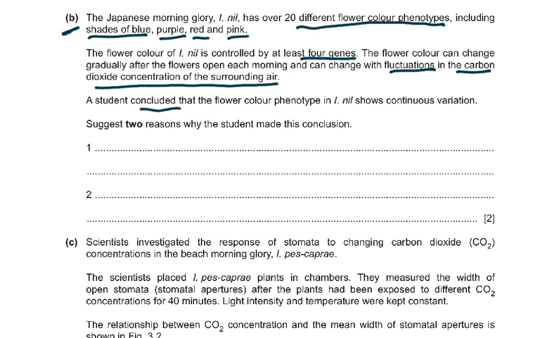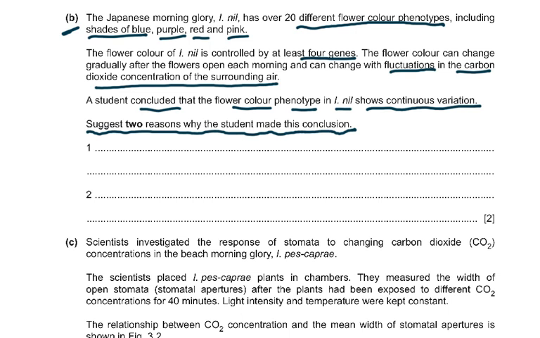A student concluded that the flower color phenotypes show continuous variation. Suggest two reasons why the student made this conclusion. Very important. What is continuous variation? The colors are not distinct, there are no discrete categories, they overlap, they have a different range, or you can say they include many, many intermediates. You can say a lot of things in different ways, but mainly you have to say there are no distinct types.